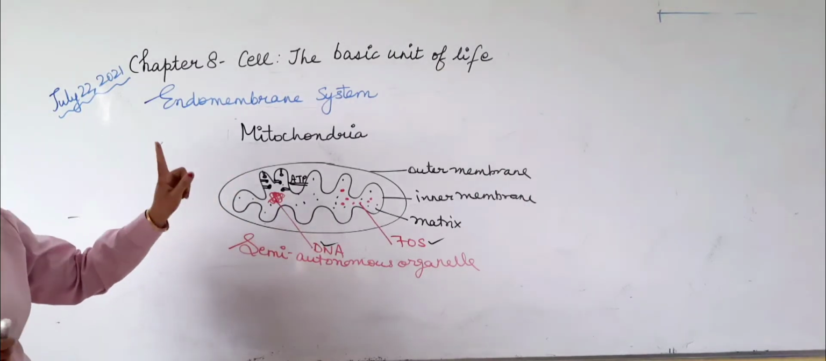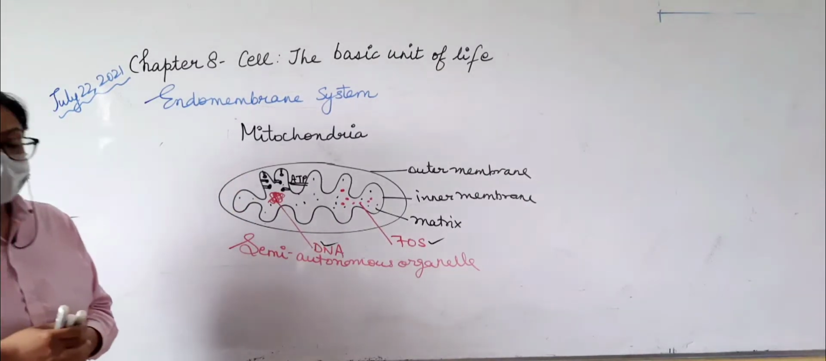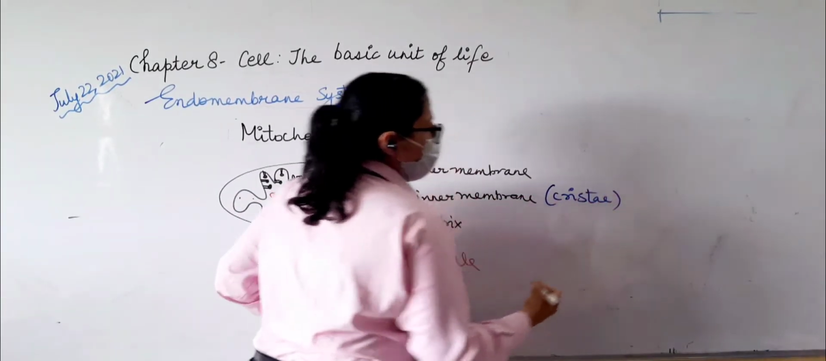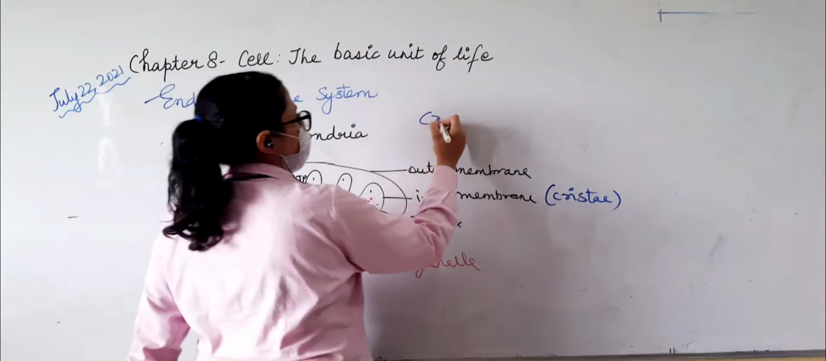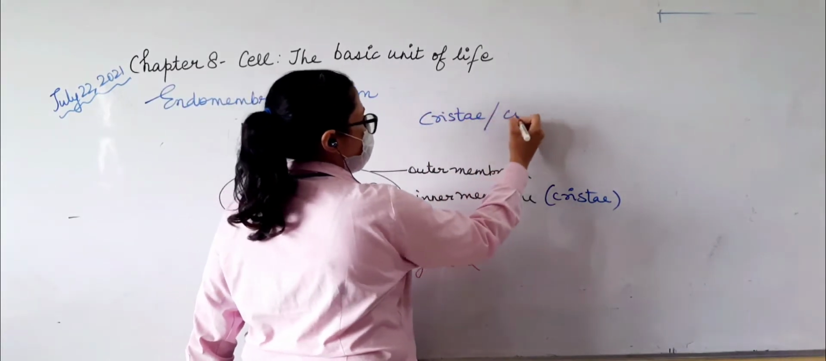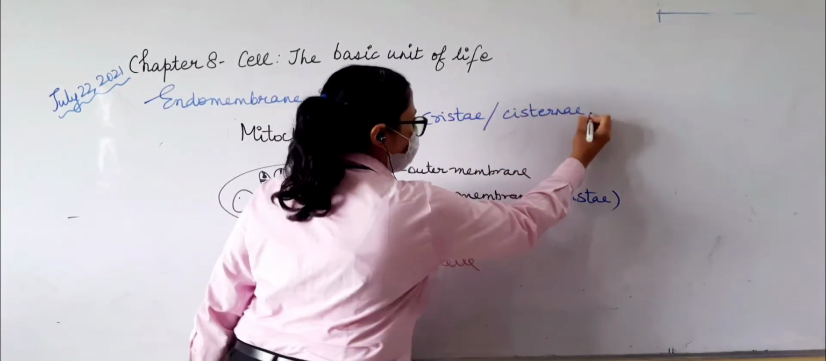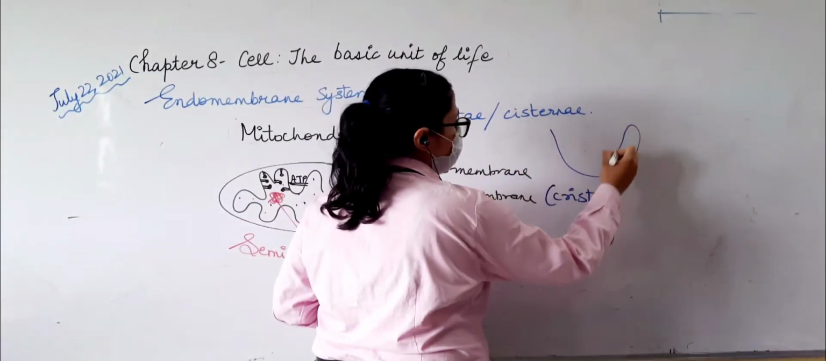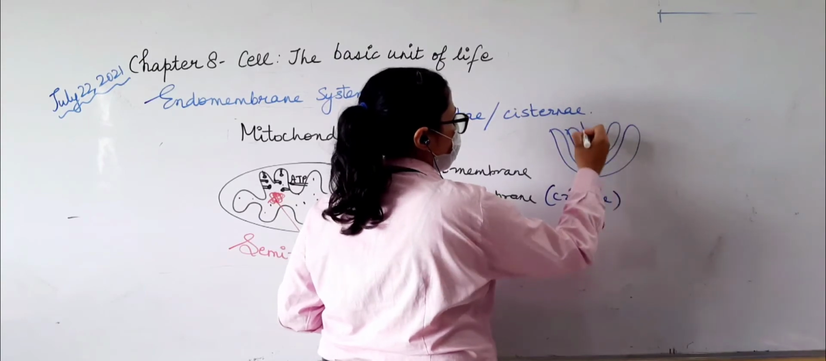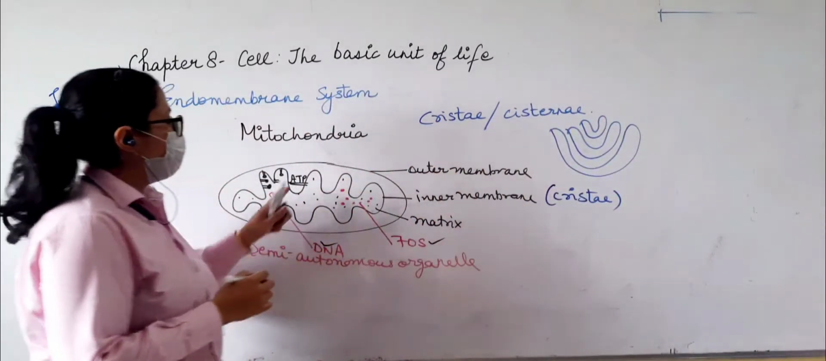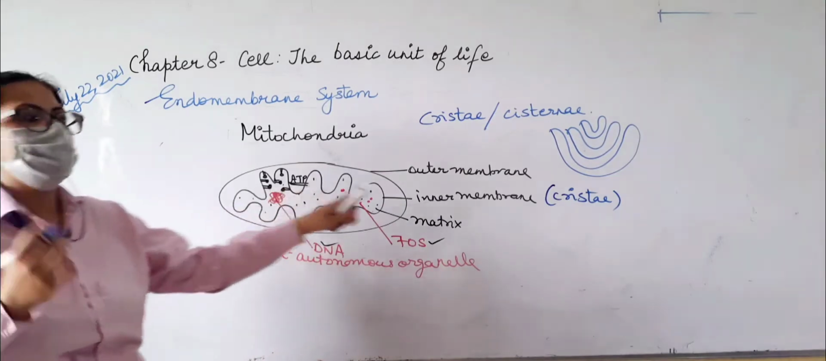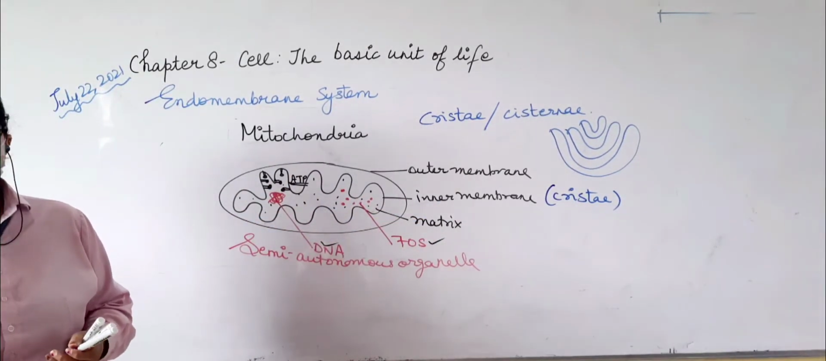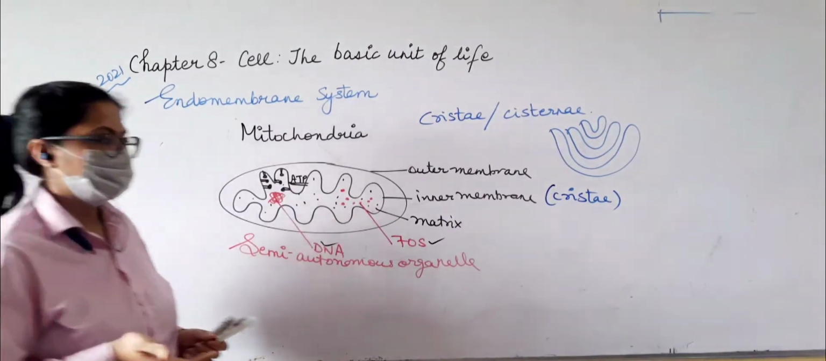This outer membrane and inner membrane. Here one term you should know, that the inner membrane is called cristae. One question sometimes comes, what is the difference between cristae and cisternae? Don't get confused, we have just done this, that in Golgi, these tube-like structures are called cisternae and these inner foldings are called cristae. Why are these foldings there? To increase the surface area for the respiration process to occur.